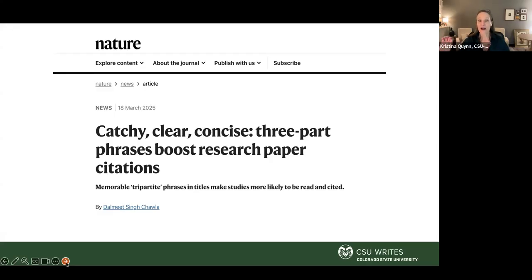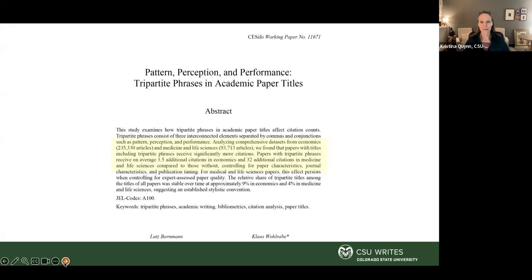Then a colon, excuse me. Three-part phrases boost research paper citations. So they're performing what it is that they're writing about. Here's an example: pattern perception and performance, tripartite phrases in academic paper titles. This is the study that they were pulling from. So it also repeats that tripart pattern.